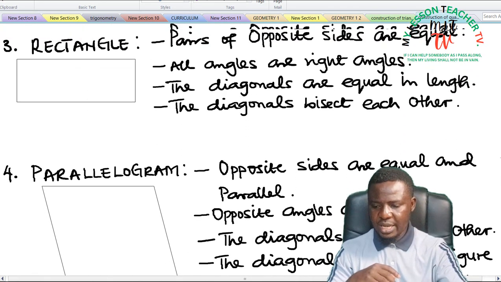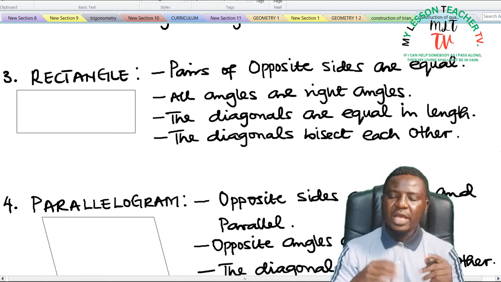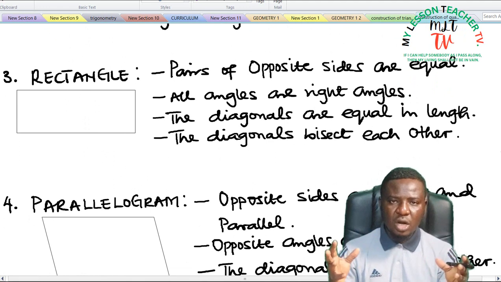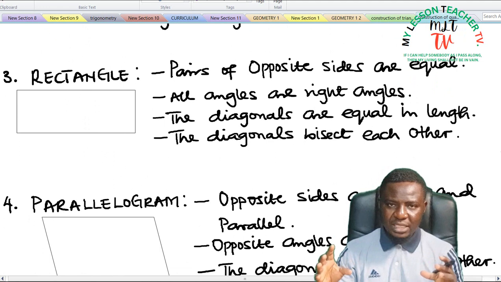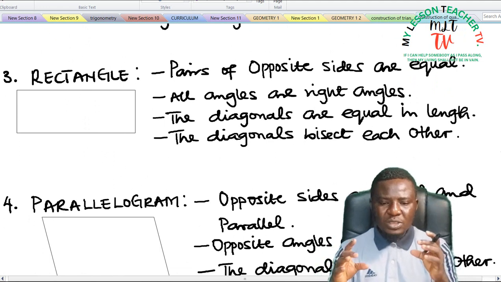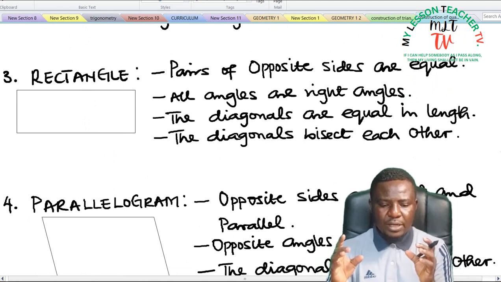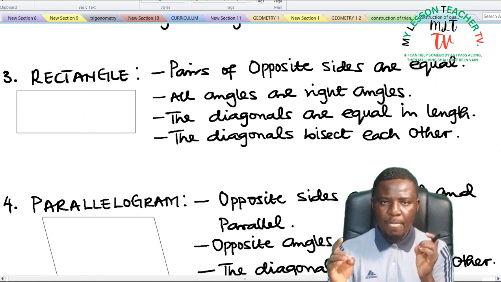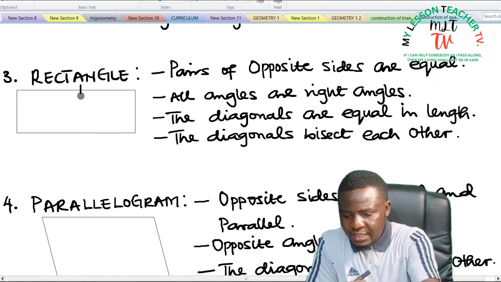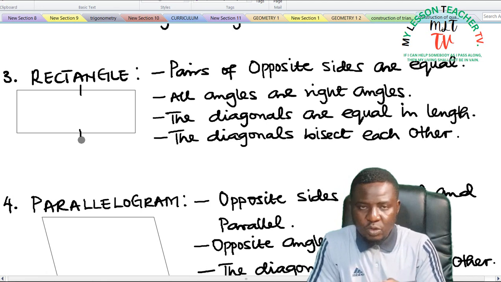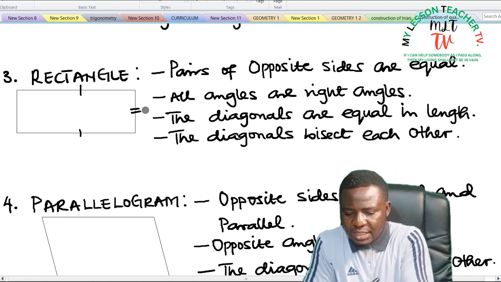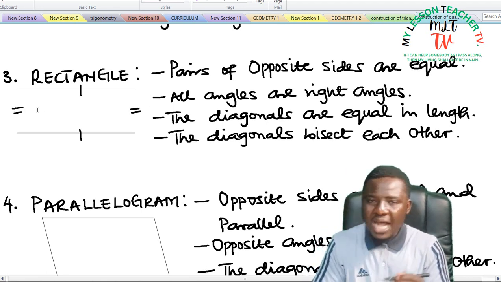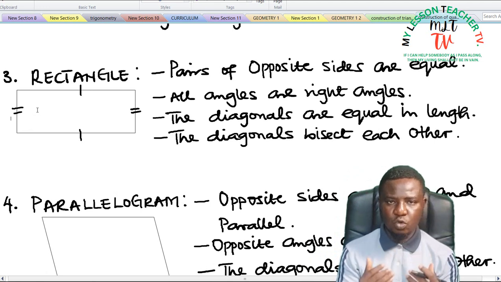Next is a rectangle. A rectangle is also a quadrilateral, or a plane shape with 4 sides, where the opposite sides are said to be equal. So this side is said to be equal to this because they are opposite, as well as this is equal to this. Now I have to differentiate them with the numbers of strokes.